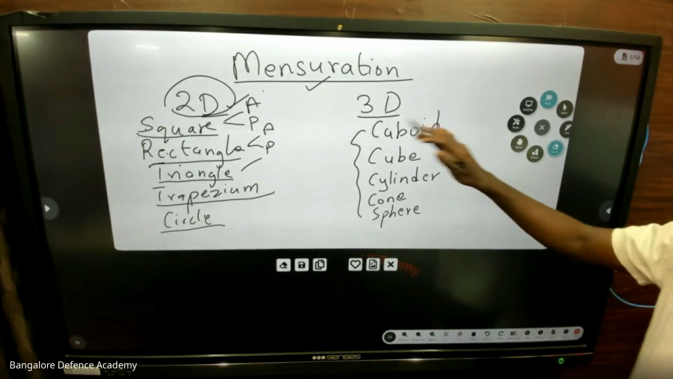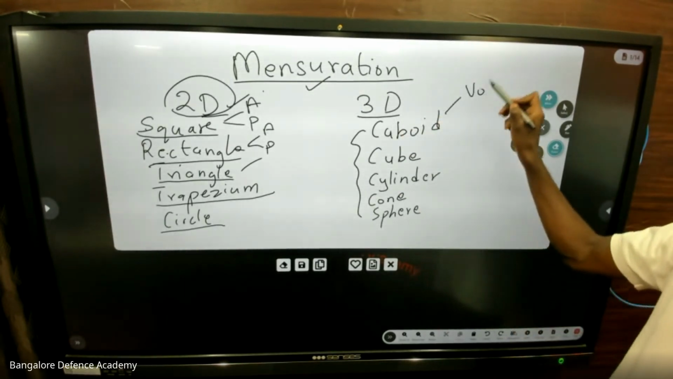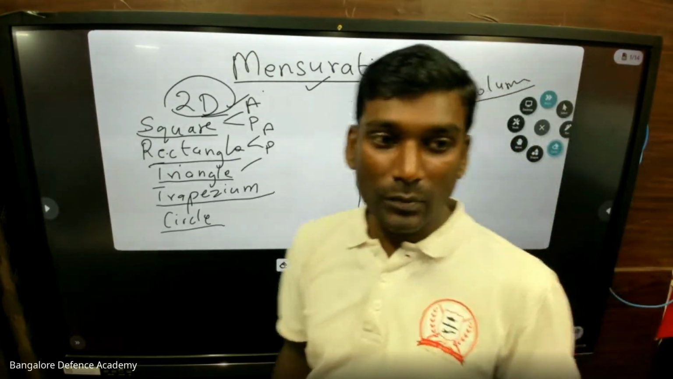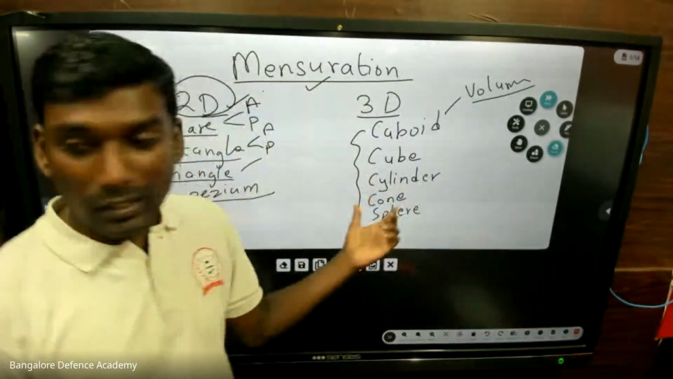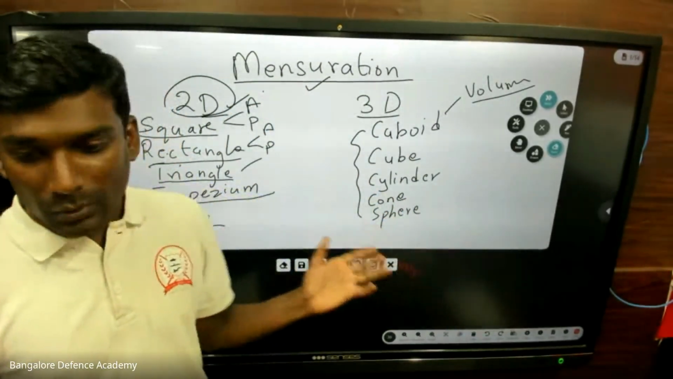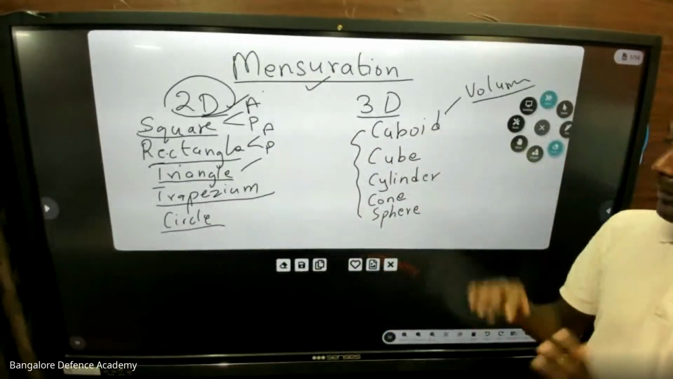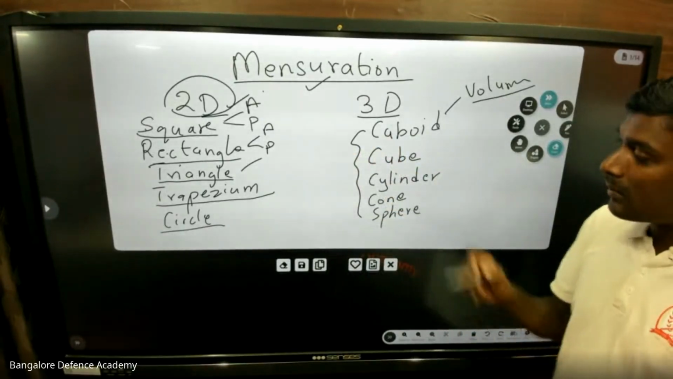When it comes to 3D, the questions will be asked on volume. What is the volume of a cube? What is the volume of a cuboid? What is the volume of a cylinder? So first you should try to understand what is meant by volume, and what is the meaning of surface area, something like that.